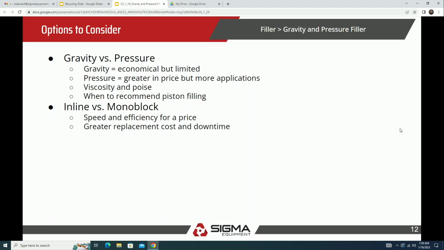Things like more viscous liquids, they're going to be difficult to, A, get out of the container you're storing them in, and B, to get them to come out of the nozzles into the container.